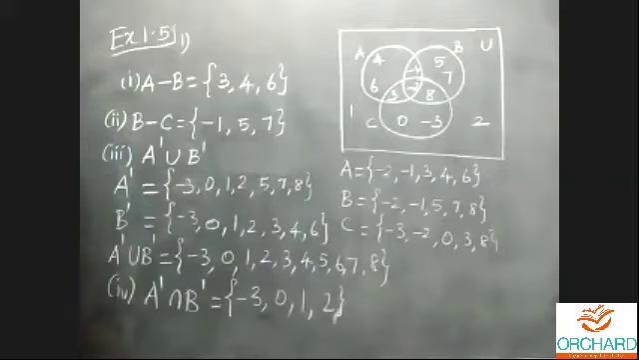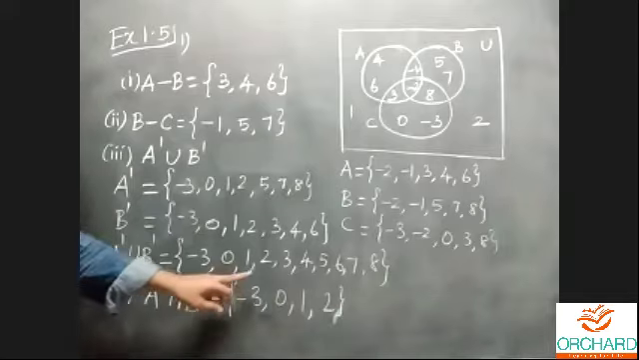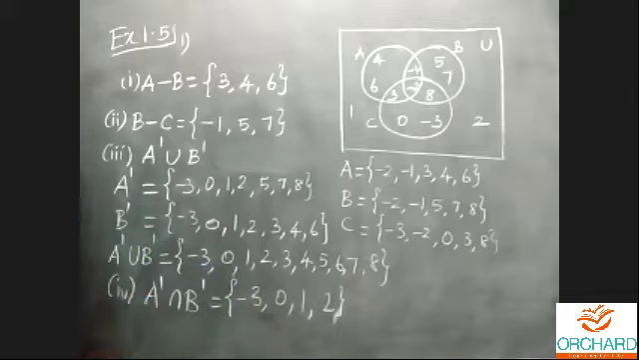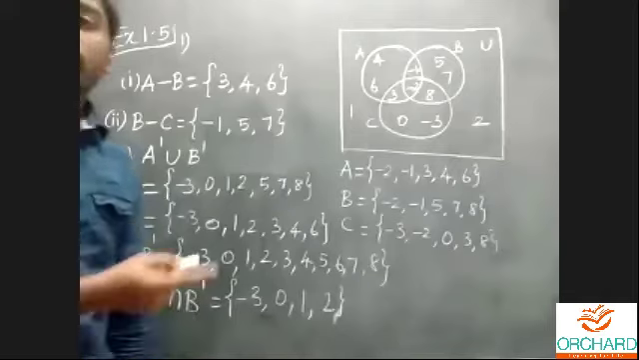Again I repeat, students, listen carefully. Here for the third and fourth subdivisions, we apply De Morgan's laws for complementation and find the answer in a single step without identifying A dash and B dash. The other way also we can go through.